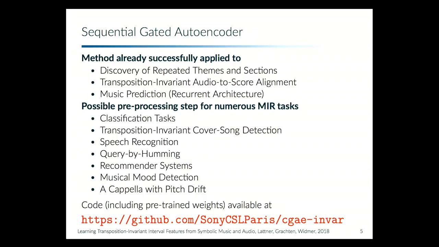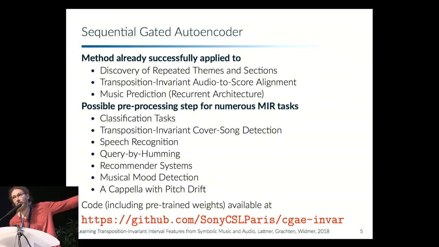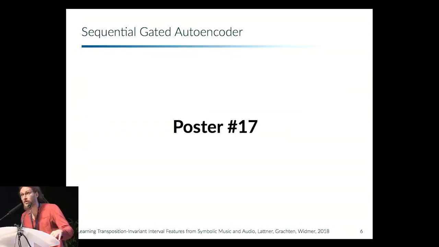And before we saw that pitch drift is a problem in a cappella alignment, so actually with these features you might solve this problem directly. The code is online, at least for audio. I'm happy to also do a symbolic version of it, and also pre-trained weights, so you can just transform your audio into these features. For more questions, visit me at my poster.